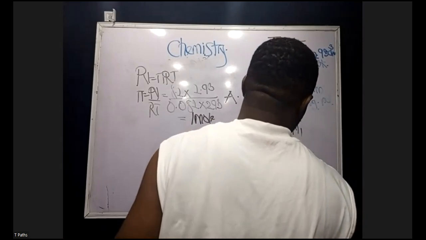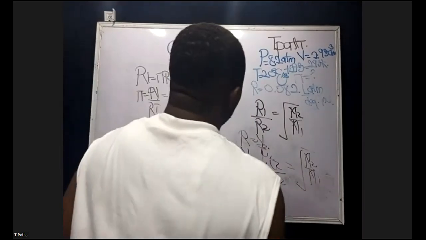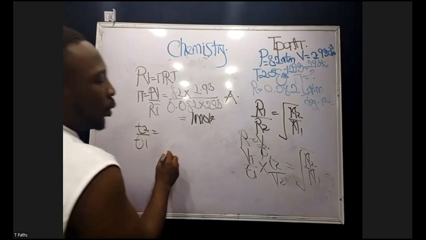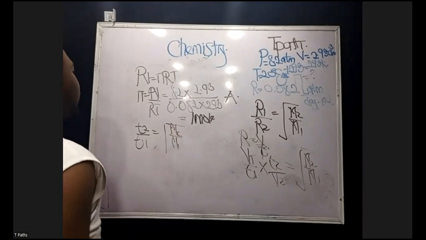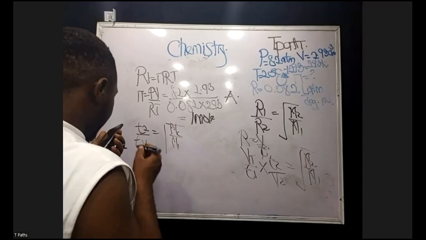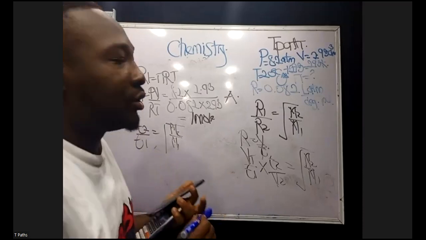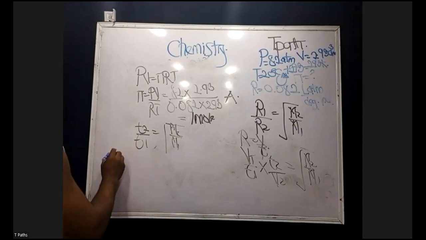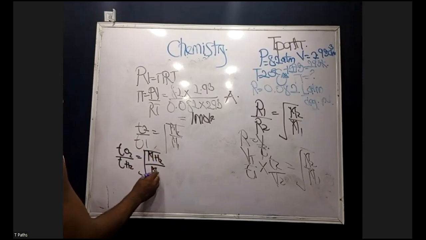If you are doing V1 over T1 times T2 over V2, it is equal to the square root of M2 over M1. Guys, they said same volume, a constant volume. So that means T2 over T1 is equal to the square root of M2 over M1. Let's assume the first gas is oxygen gas and the second one is hydrogen gas. So T of O2 over T of H2 is equal to the square root of M of H2 over M of O2.